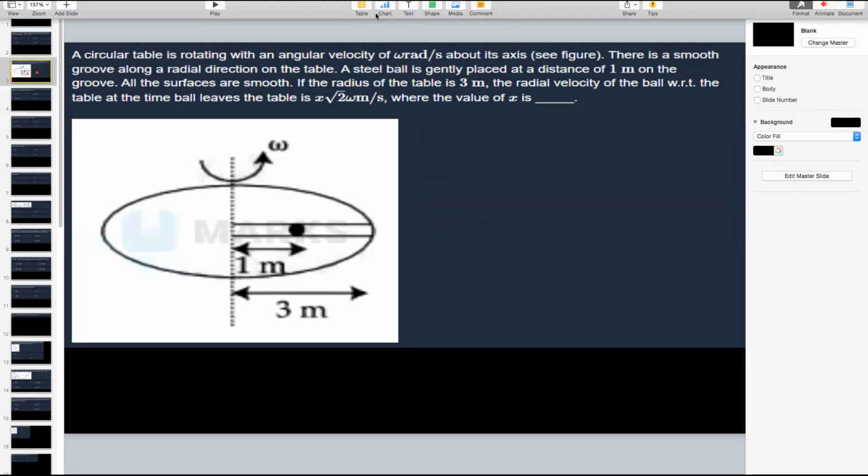Yeah. You see this problem. A circular table is rotating with an angular velocity omega radians per second about an axis. See the figure. There is a smooth groove along the radial direction of the table. A steel ball is gently placed at a distance 1 meter on the groove. All surfaces are smooth. If the radius of the table is 3 meters, the radial velocity of the ball with respect to the table at the time the ball leaves the table is x root 2 omega. Then you have to find the value of x.